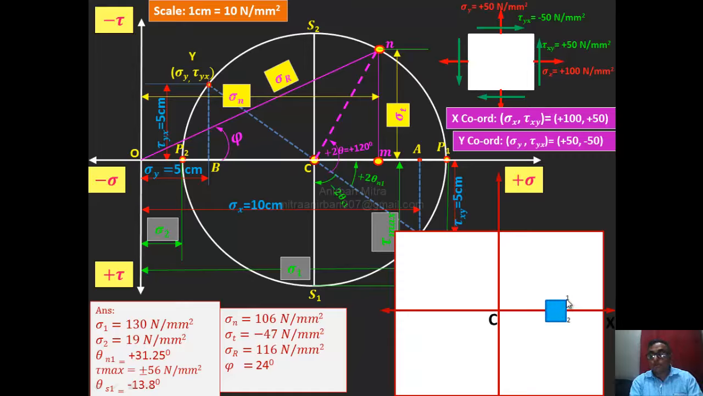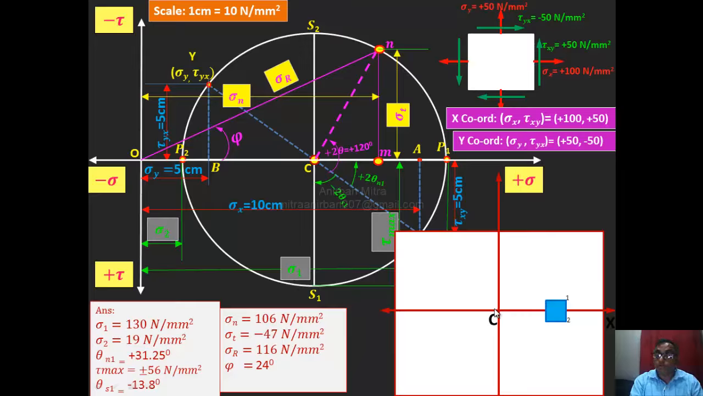So this is the element we are considering, and this line is called the CX line. Now in this element, if you want to find the maximum shear plane, or the major shear plane and the minor shear plane, how do we find it? I already know the major principal stress sigma 1 is equal to plus 130, meaning tensile in nature, sigma 2 is also plus 19 Newton per square millimeter, tensile in nature, and the value of theta n was equal to 31.25 degrees, and that one is also positive.